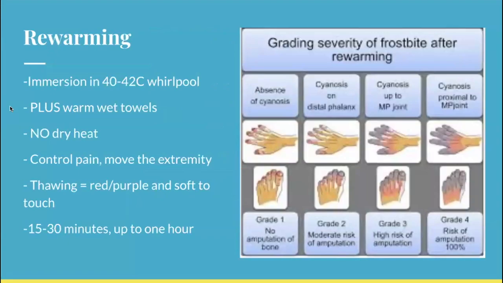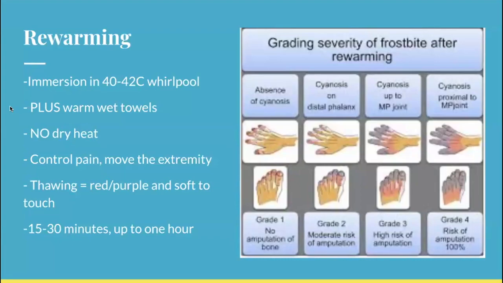And so you want to avoid that as much as possible. For rewarming, the best way is immersion in water, heated to like 40, 42 degrees Celsius, ideally in a whirlpool, so the steady temperature can be maintained. If there's body parts that can't be immersed, say like someone's cheeks, you want to use warm, wet towels. Typically want to avoid dry heat because it's harder to regulate. You want to provide analgesia and give gentle active motion of the extremity. Typically takes like 15 to 30 minutes or up to an hour.